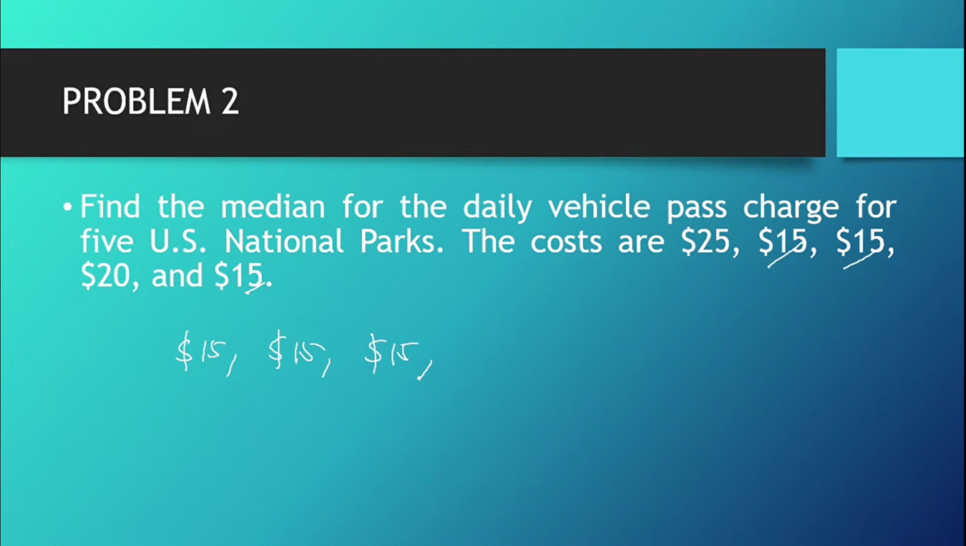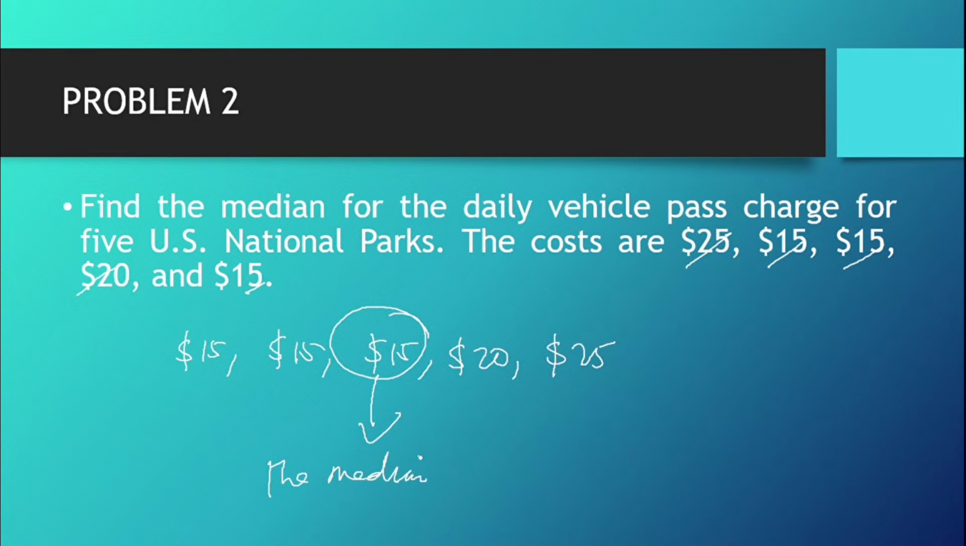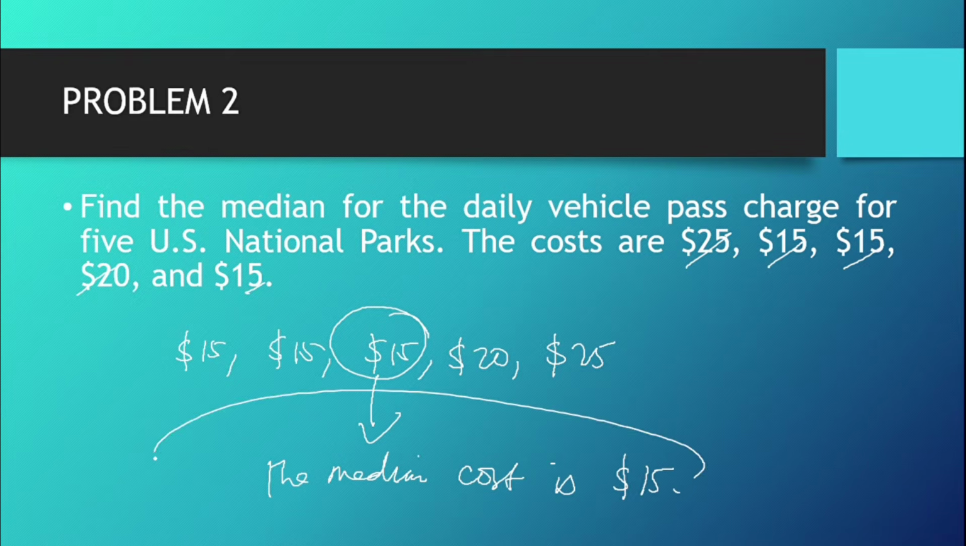Okay, next is $20 and $25. So listed already all the data. So just locate the middle part. So 1, 2, 3, 4, 5. So therefore this is the middle part. So this is the median cost, $15. So this is unimodal. Okay. So find the median of the daily vehicle. So therefore the median cost is $15.